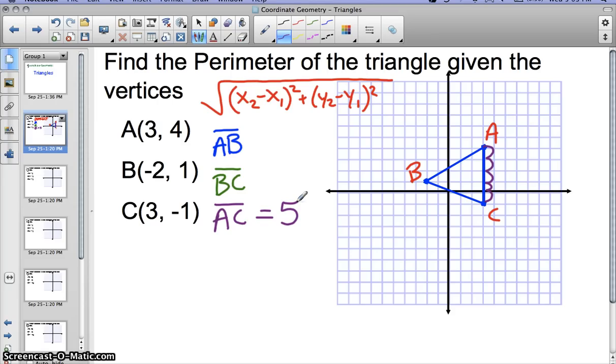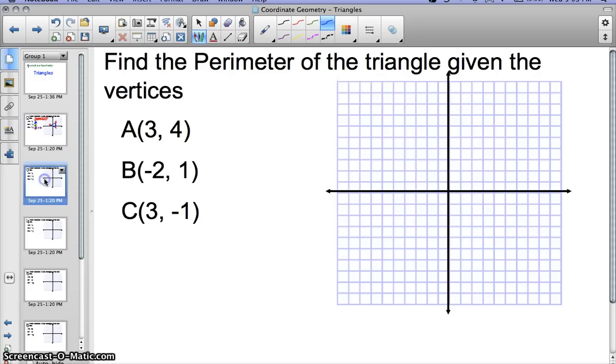We still got to do it 2 more for the other 2 sides. But if you can ever save yourself some time, please do. Make your life and mine much, much easier. So I'm going to skip to another slide, and we're going to take care of AB. So here we go. AB, we're going to use our first 2 coordinates.